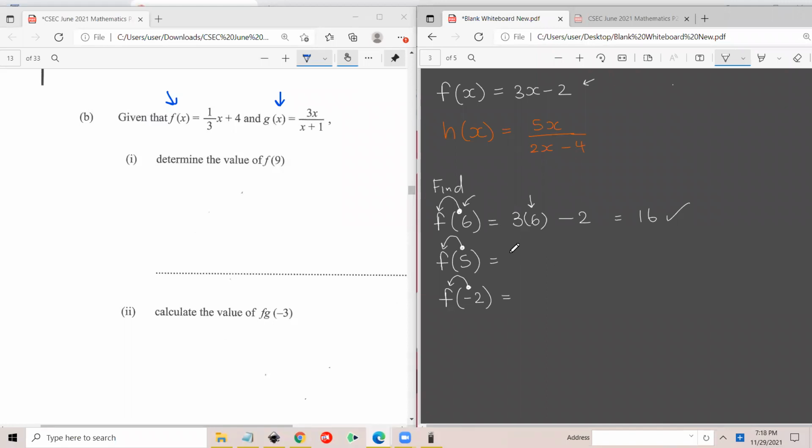All right, so this one here is 3, and we're replacing the x with 5. So 3 by 5 is 15. 15 minus 2 is 13. So this one here is supposed to be 13.